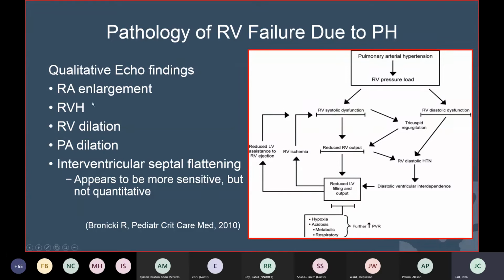And the qualitative echo findings are right atrial enlargement, ventricular hypertrophy, right ventricular dilation, and pulmonary artery dilation, as well as the interventricular septal flattening that was seen in the cartoon in the prior slide. This appears to be more sensitive, as we talked about before, but it's not quantitative, and I really can't tell you the severity of pulmonary hypertension that may be seen hemodynamically.